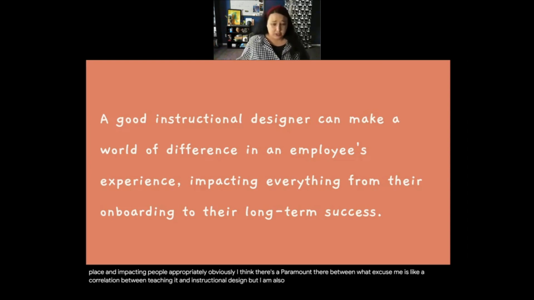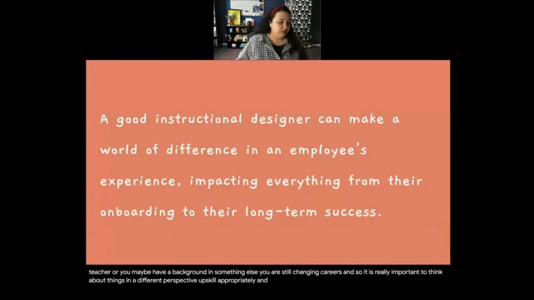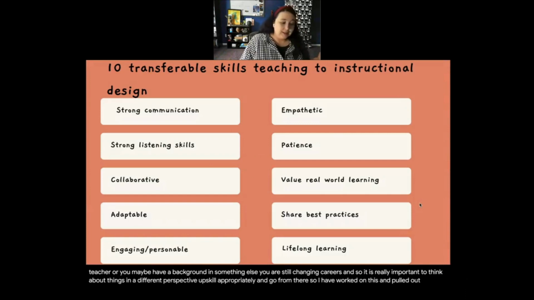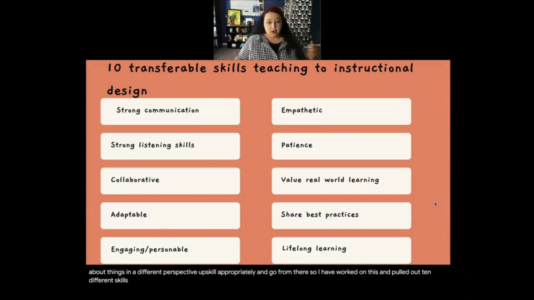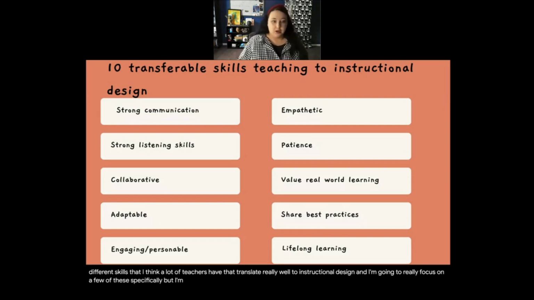But I am also not going to sugarcoat it. Even if you are a teacher or you maybe have a background in something else, you are still changing careers. And so it is really important to think about things from a different perspective, upskill appropriately, and go from there. So I have worked on this and pulled out 10 different skills that I think a lot of teachers have that translate really well to instructional design. And I'm going to focus on a few of these specifically, but I'm just going to go over these as an overview.